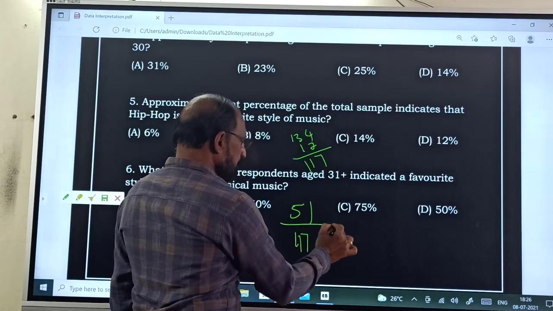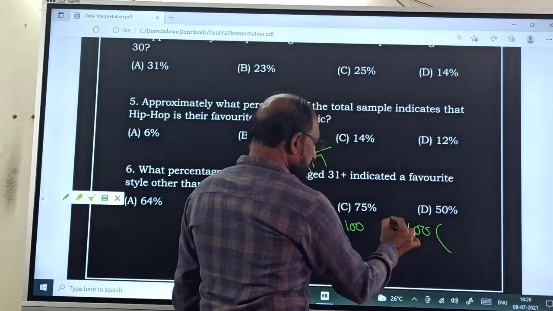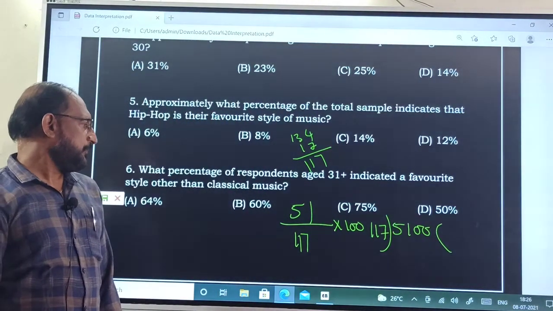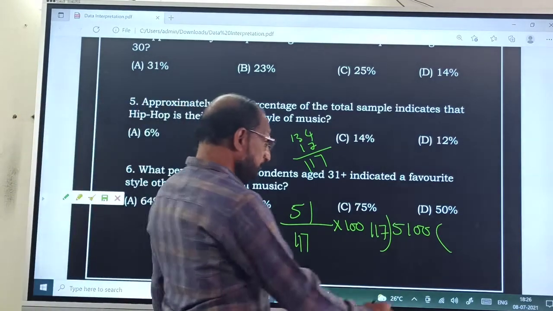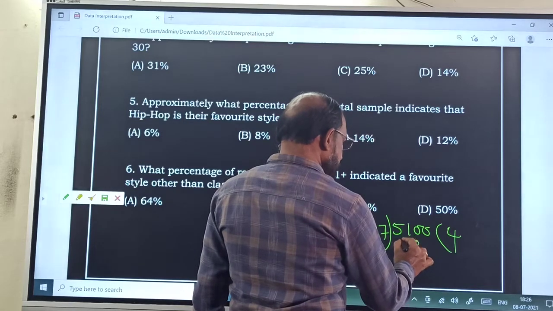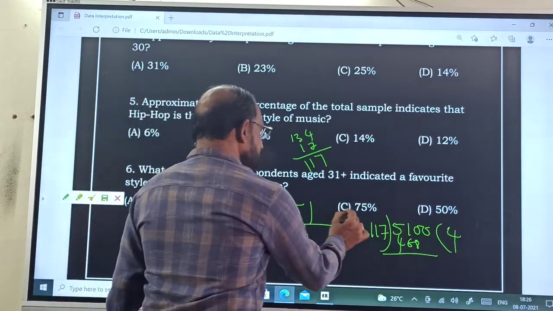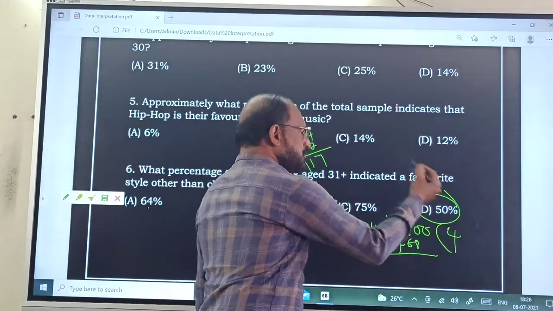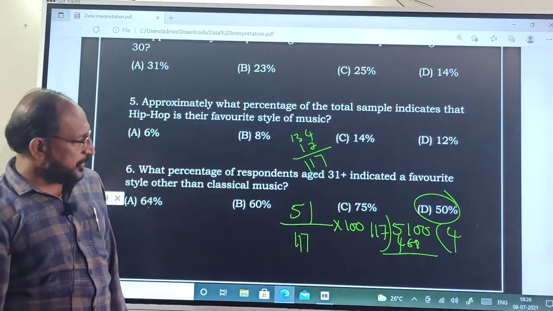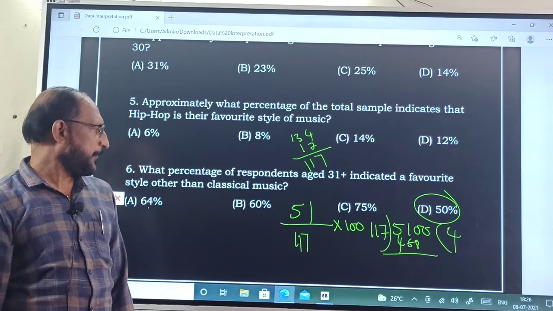117 into 100. So 5100 divided by 117. 4 times, 468. So we will get that, according to the options 64, 60, 75, 50 approximately. So 50% is the correct answer. Yes, we will get 49 point something.